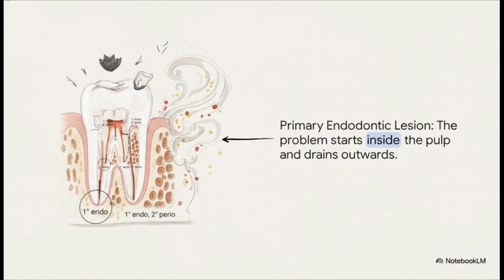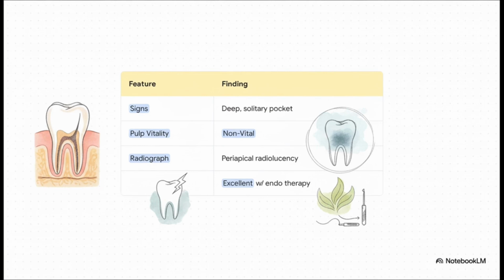This is where the problem starts inside the tooth. Think deep decay, maybe some trauma, or a leaky restoration. The infection then finds a way out, usually through the apex or a lateral canal, and starts destroying bone, which can end up looking exactly like a perio pocket. So how do you nail this diagnosis?